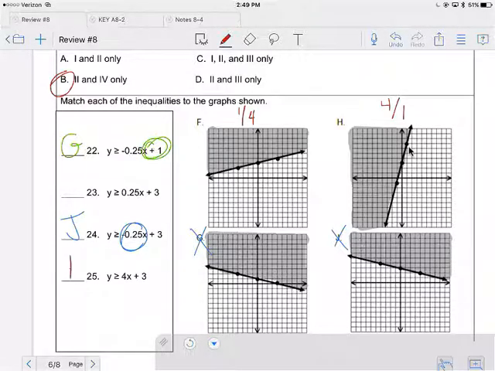So slope of 4 would be... Slope of 1/4 would be 0.25. Sorry, slope of 4 would be H. Slope of 1/4 would be 0.25, which is F.